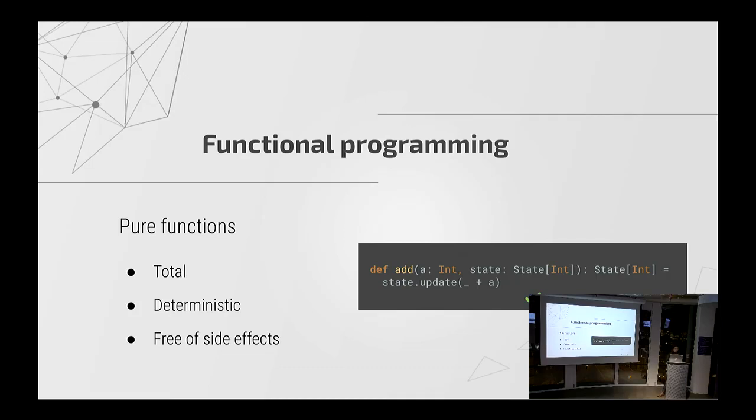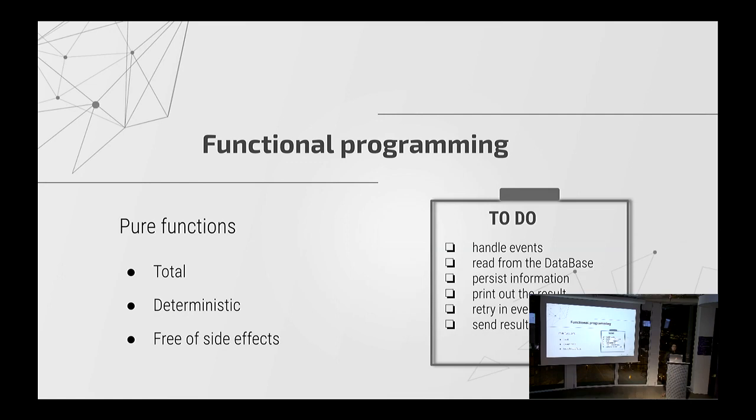Now, when we think more about the effects that we want to do in our programs, we would like to handle events, persist, interact with databases, and communicate with different APIs, etc. It's not only about variables, it's more than that. And it's very important to have effects in your program, otherwise your program is useless. So how could we do this in a functional programming way?